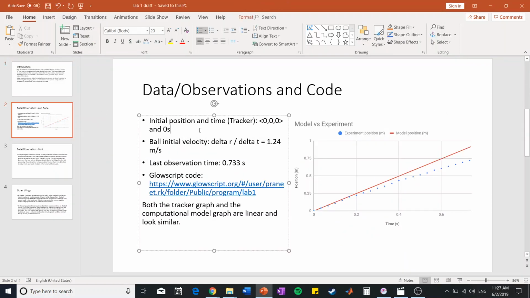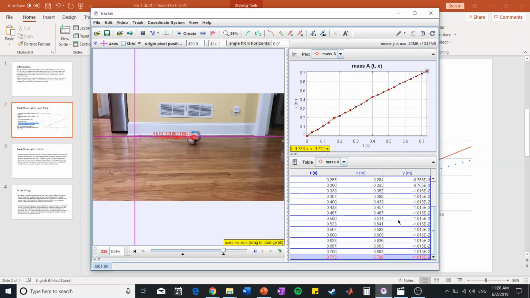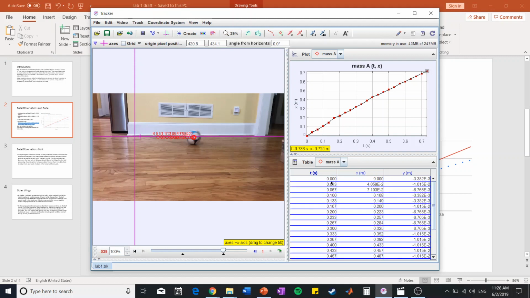The data that we can take from Tracker and implement into the computational model to create a more precise model include the initial position and the time, and the ball's initial velocity, which we can calculate with some initial data points in Tracker. We take the first couple of points and calculate delta r over delta t, which yields a result of 1.24 meters per second. That's just taking these first two data points.